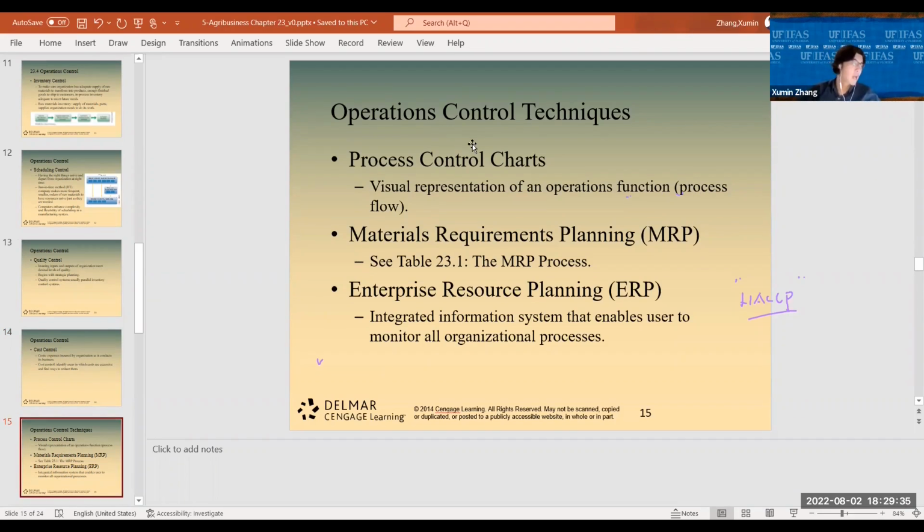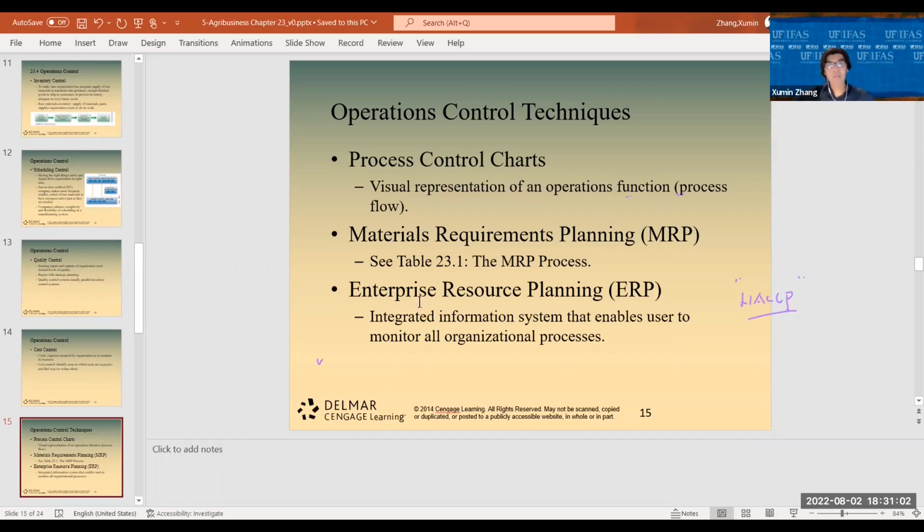Other operation control techniques: process control charts. This is a flow chart that specifies the steps. We like to talk about numbers, but I like to start with this, the SOP. By having this process flow, it's easy for everyone to follow and standardize. You go to McDonald's, Burger King, or KFC, and they all have this process control chart, a flow chart, and then standardize those steps. This is the way we can control our productivity.